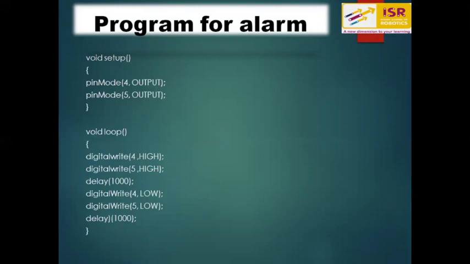So I hope the concepts for the programming are clear with you: why void setup is used, why void loop is used, what is the difference between the two, and what is the pinMode command, and what is digitalWrite and delay 1000.